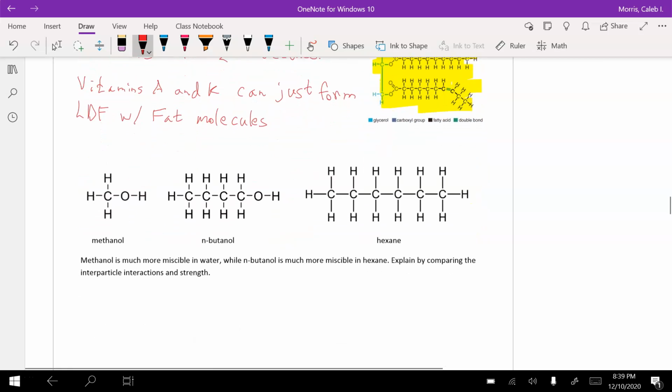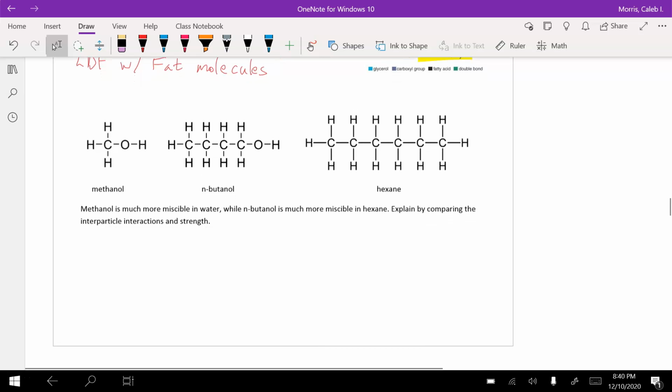So let's look down here. Methanol is much more miscible in water, while N-butanol is much more miscible in hexane. We want to explain why, comparing the interparticle interactions and strength. Well, methanol is a fairly small molecule that's polar, and it's got an OH bond in it. In butanol, it's still got that OH bond, but you see this long non-polar chain?